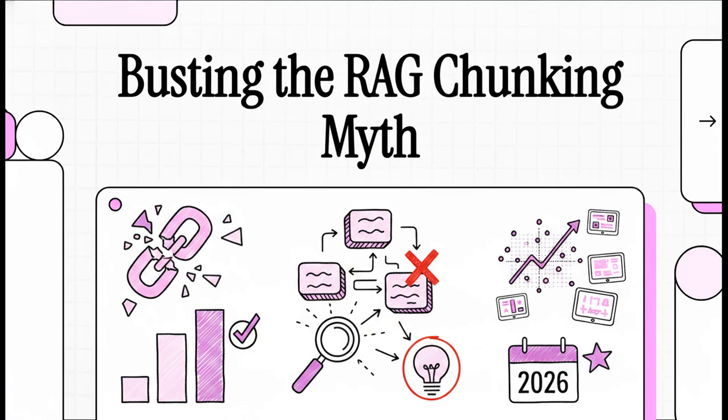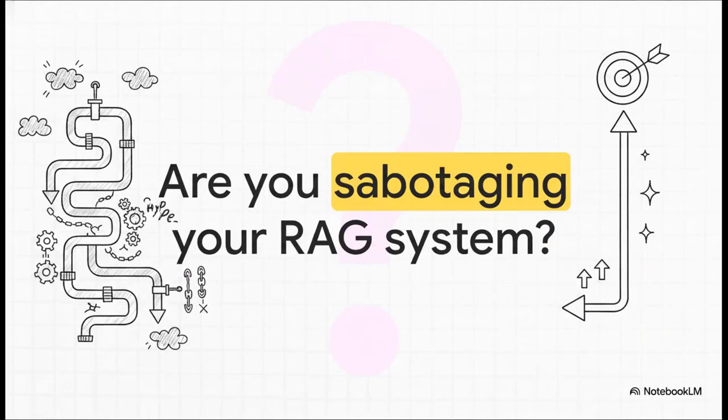Today, we're injecting some serious data-backed reality into the AI engineering space. If you're building RAG systems, Retrieval-Augmented Generation, you've definitely had the chunking conversation. You know the one. Someone on the team insists that the newest hyper-complex semantic chunking method is just strictly better than everything else. Well, today, we're skipping the industry hype, and we're looking at the hard data to see what actually works in 2026. So I've got to ask right out of the gate, are you sabotaging your RAG system?